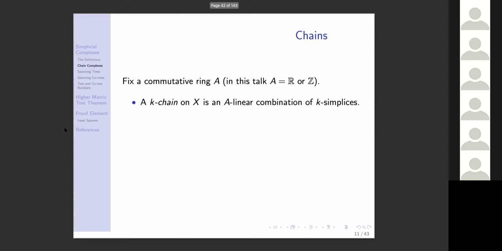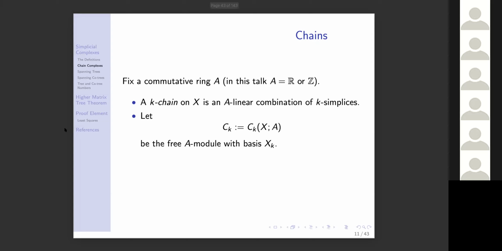But so a K chain on X is going to be an A linear combination of K simplices. That's what a K chain is. It's an A linear combination of K simplices. So if A is the real numbers, you're just taking a linear combination over the reals of K simplices. And in the other case of the integers, you're taking an integer linear combination.